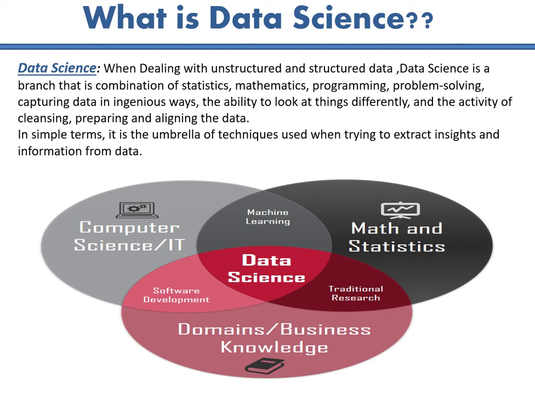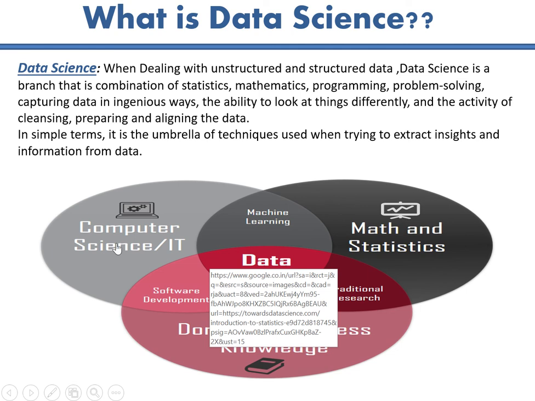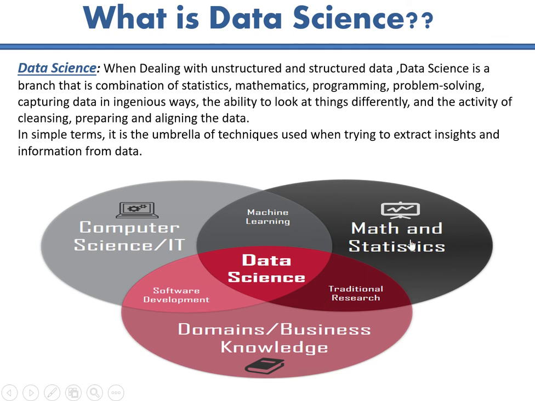So, a data scientist should have knowledge of computer science, some knowledge of mathematics and statistics, and some knowledge of the domain or the business. If you look at this Venn diagram, if you have knowledge of computer science and domain, you may be a software developer. If you have knowledge of statistics and computer science, you are into machine learning. And if you have knowledge of domain and mathematics and statistics, you might be working as a researcher. And if you have knowledge of all those things, then you are a data scientist.